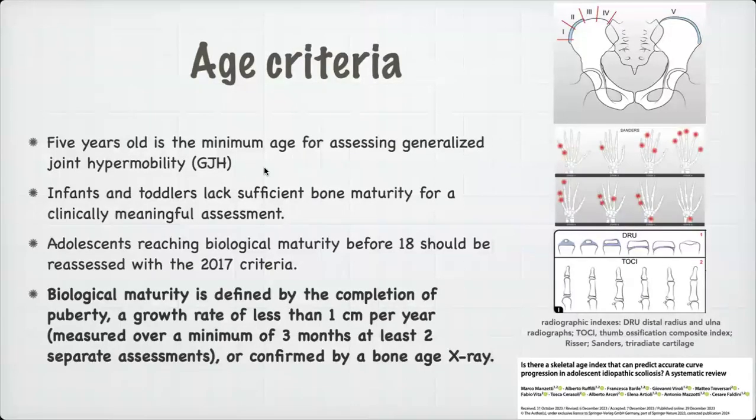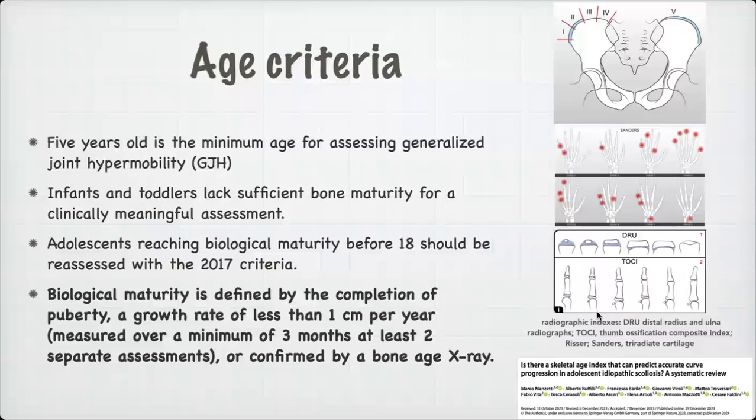So we have this age criterion of 5 years old as a minimum. And the reason for that is that infants and toddlers lack sufficient bone maturity for a clinically meaningful assessment. Adolescents reaching biological maturity before 18 should be reassessed with the 2017 criteria. And let's discuss what this biological maturity means.